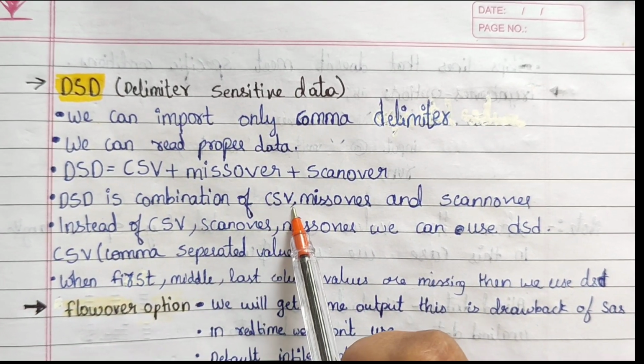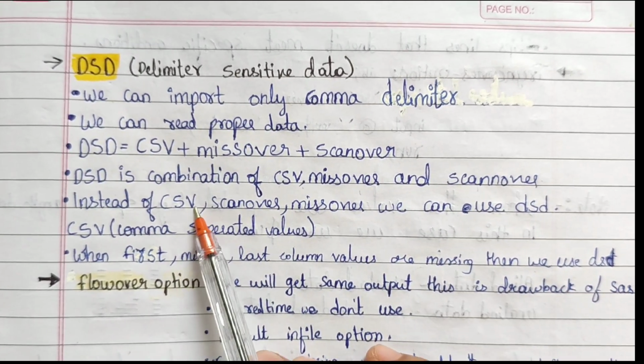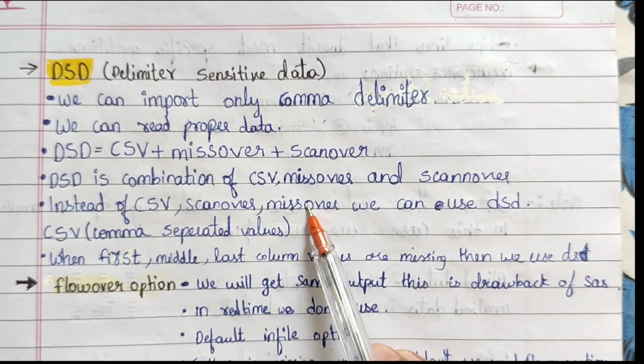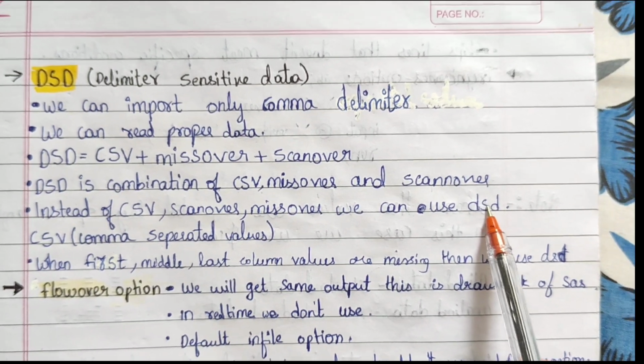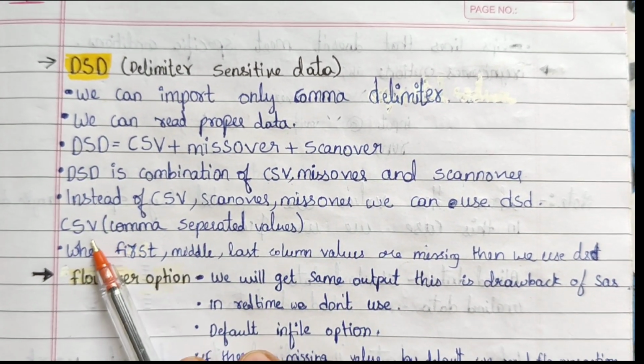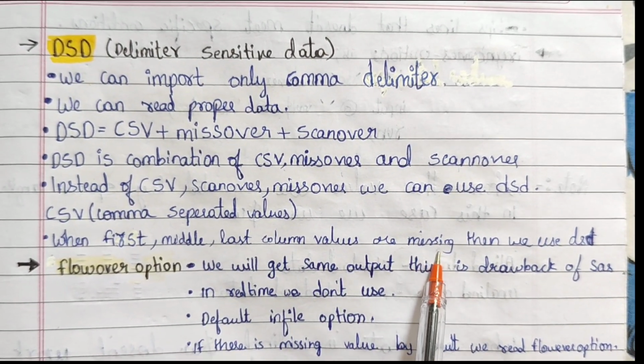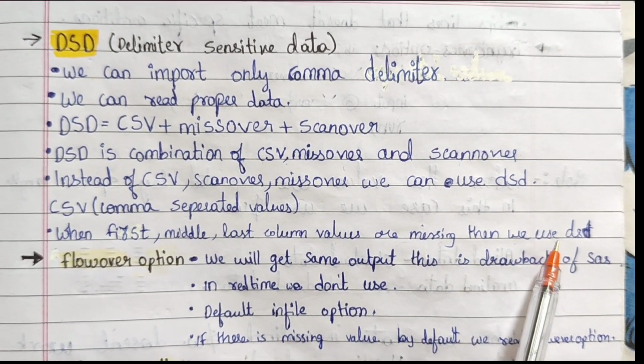DSD is a combination of CSV, missover and scanover. Instead of CSV, scanover, missover, we can use DSD. Instead of these three things we can use DSD. When first, middle, or last column values are missing, at that time we will use DSD.